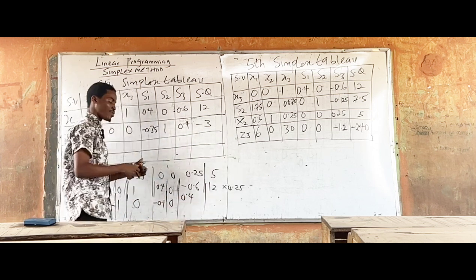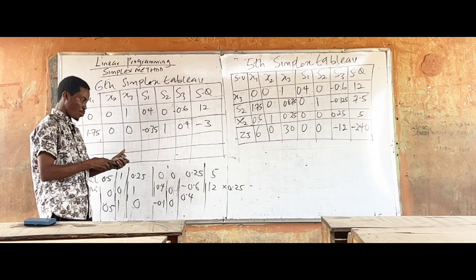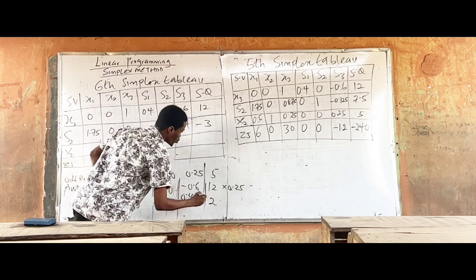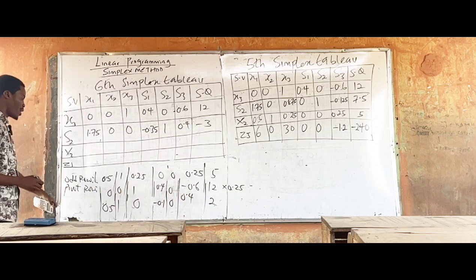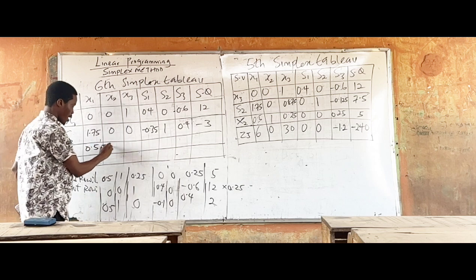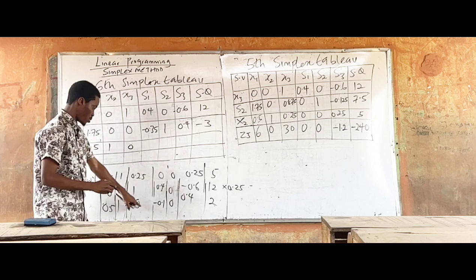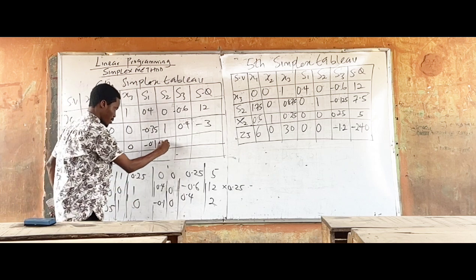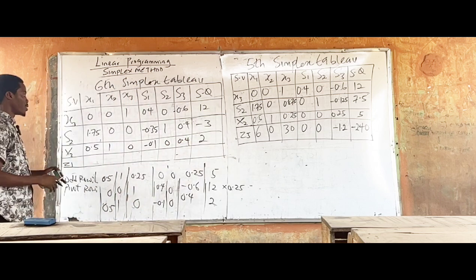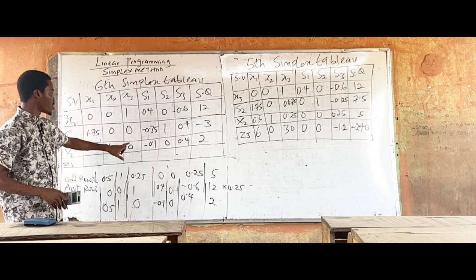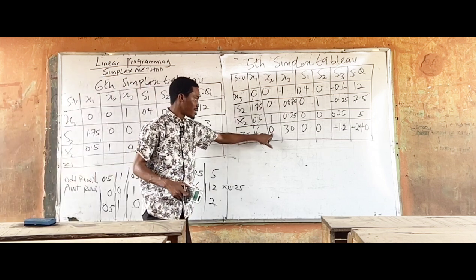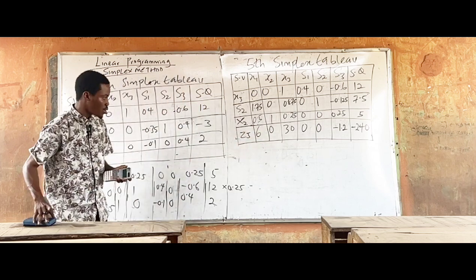Then 12 times 0.25, I got 3. So 5 minus 3, I got 2. So it means my elements in my S2 will be 0.5, 1, 0, minus 0.1, 0, 0.4, and 2. I've made this one to be 0. I've made this one to be 0. So my ZJ, I'm going to do the same process. 6, 0, 30. So I write the element out.